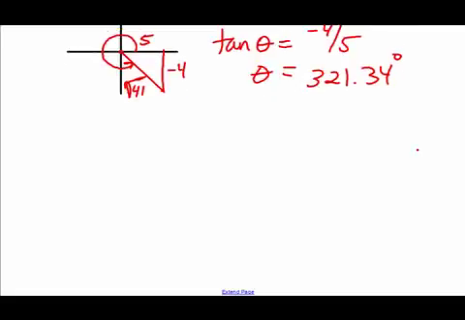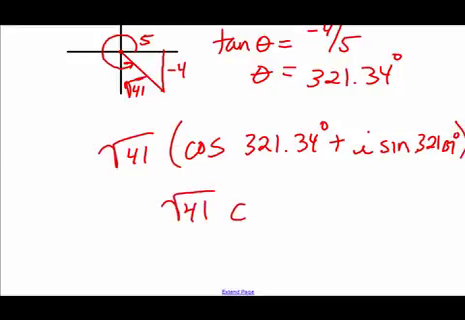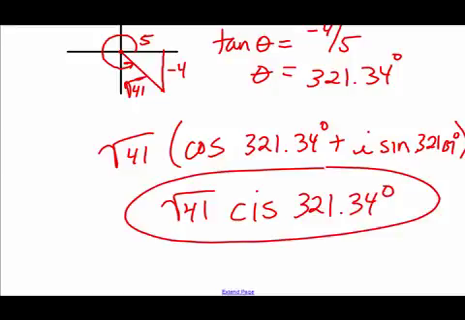In both forms, we would have r, square root of 41, times cosine 321.34 degrees plus i sine 321.34 degrees. Or the shorthand, square root of 41 cis 321.34 degrees. There's your polar form.